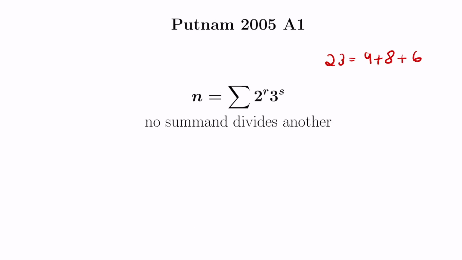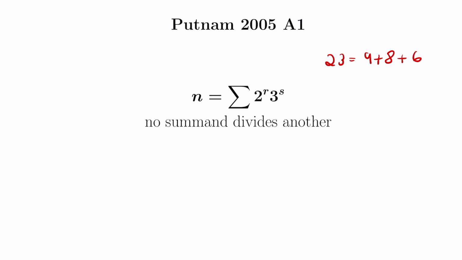Okay, so let's see how we can use binary expansion as a motivation for solving this problem from the 2005 Putnam. So again, the problem is, for any positive integer, prove you can write it as a sum of terms like this, where no summand divides any other. So, with inspiration from binary expansion, we'll prove this by induction on n.